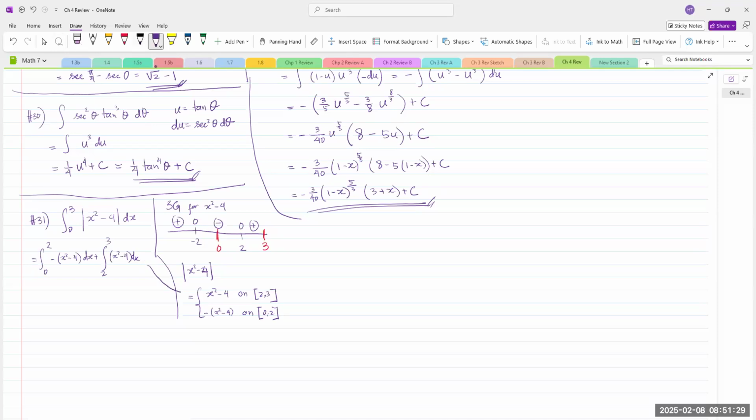Now the integral of this is negative 1/3 x cubed plus 4x from 0 to 2, plus 1/3 x cubed minus 4x from 2 to 3. And then from there we just plug in numbers. So that's negative 8/3 plus 8 minus 0, plus 9 minus 12, minus, when I plug in 2, negative 8/3 minus 8.